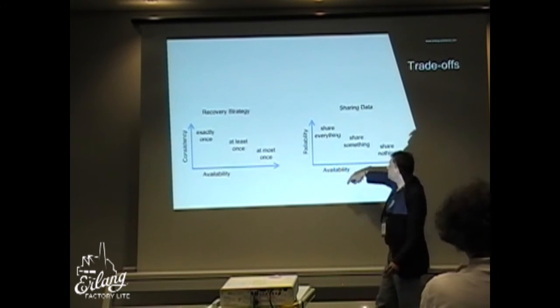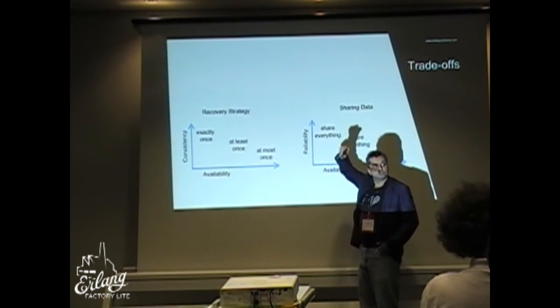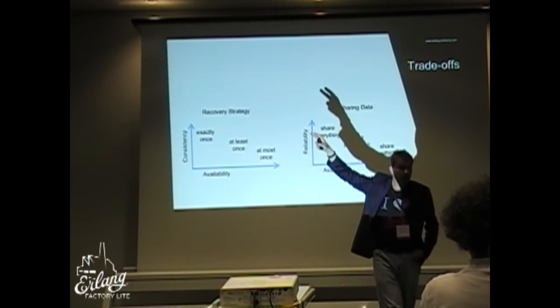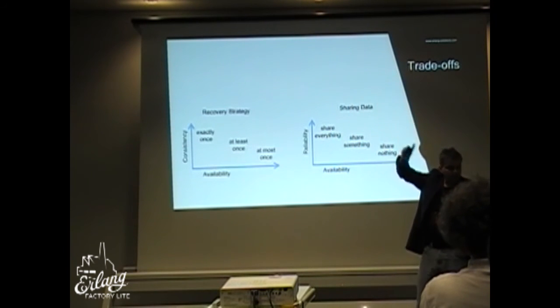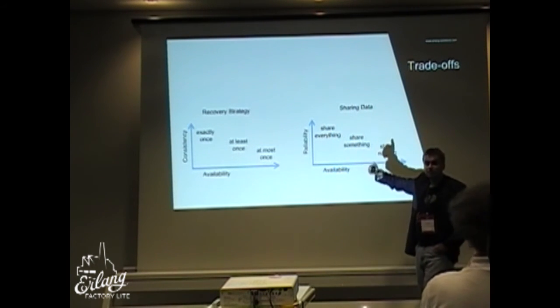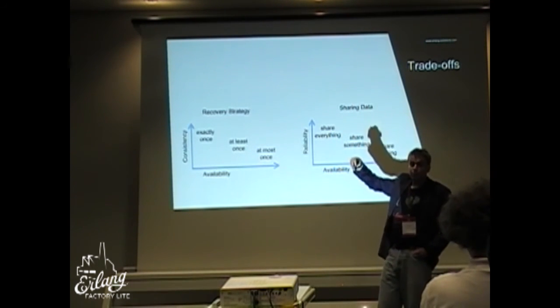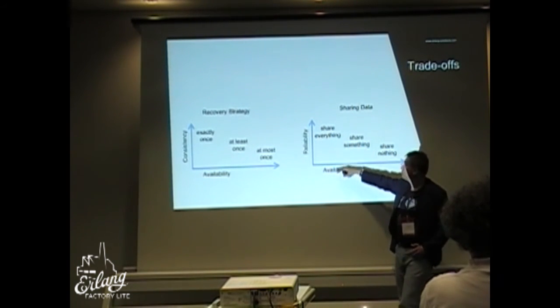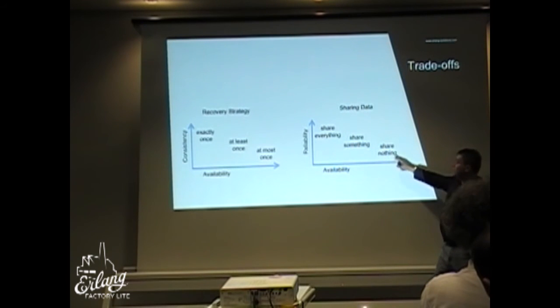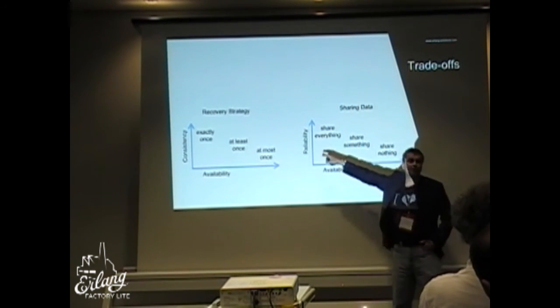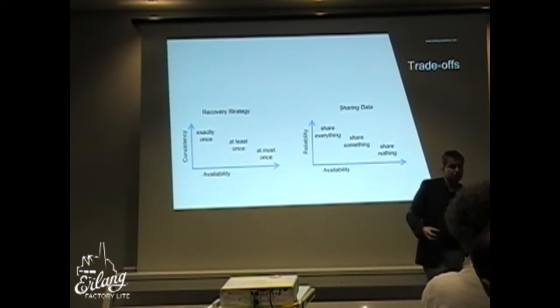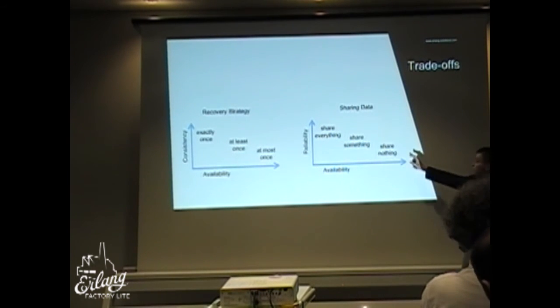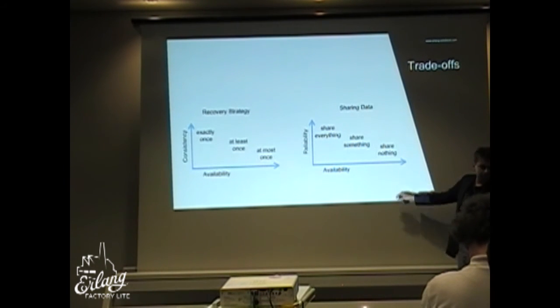Share everything is obviously the most reliable. You lose a copy of your data, you've got another copy stored somewhere. But the network traffic becomes really expensive. As soon as you get a network partition, you lose your availability. Once again, you might have to take a system offline. Share something is somewhere in between, and then share nothing, obviously, is the least reliable, because if you lose a machine, you lose all the data on it. But obviously, it's the most available one.